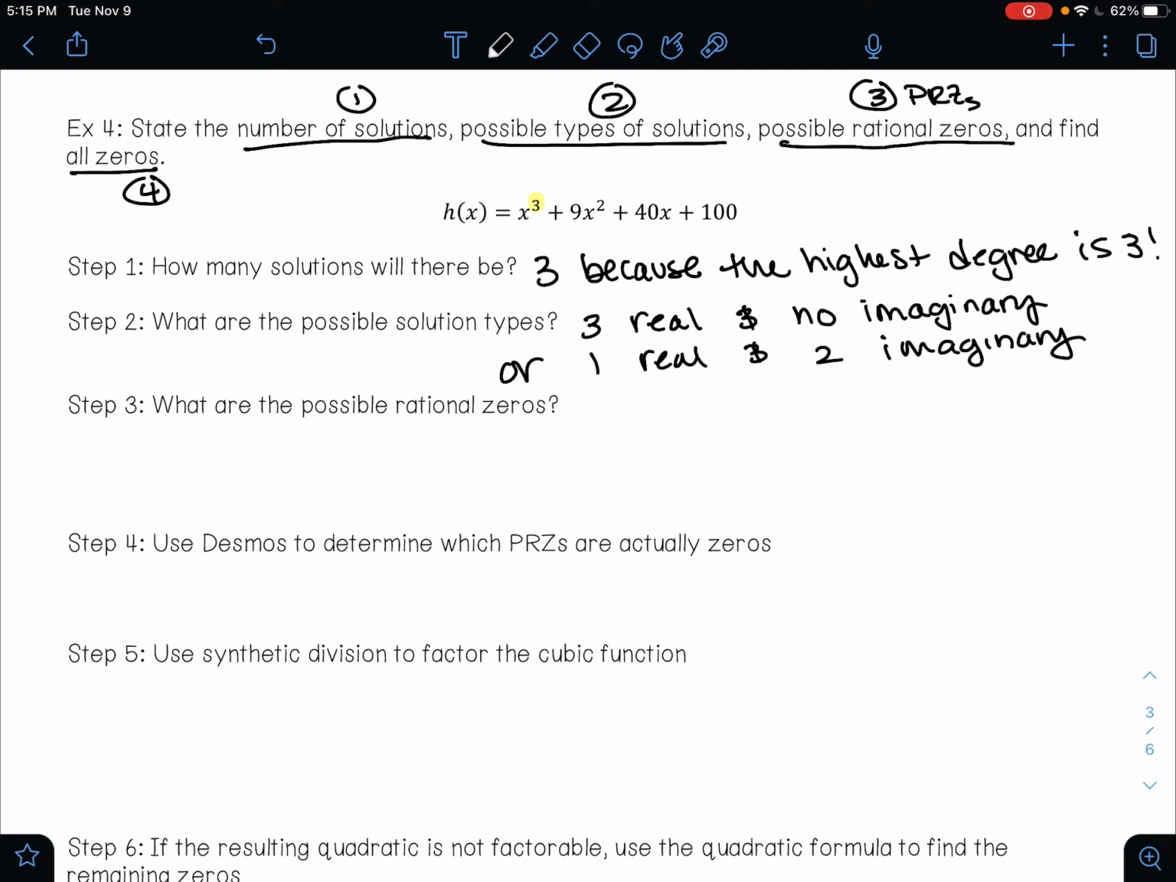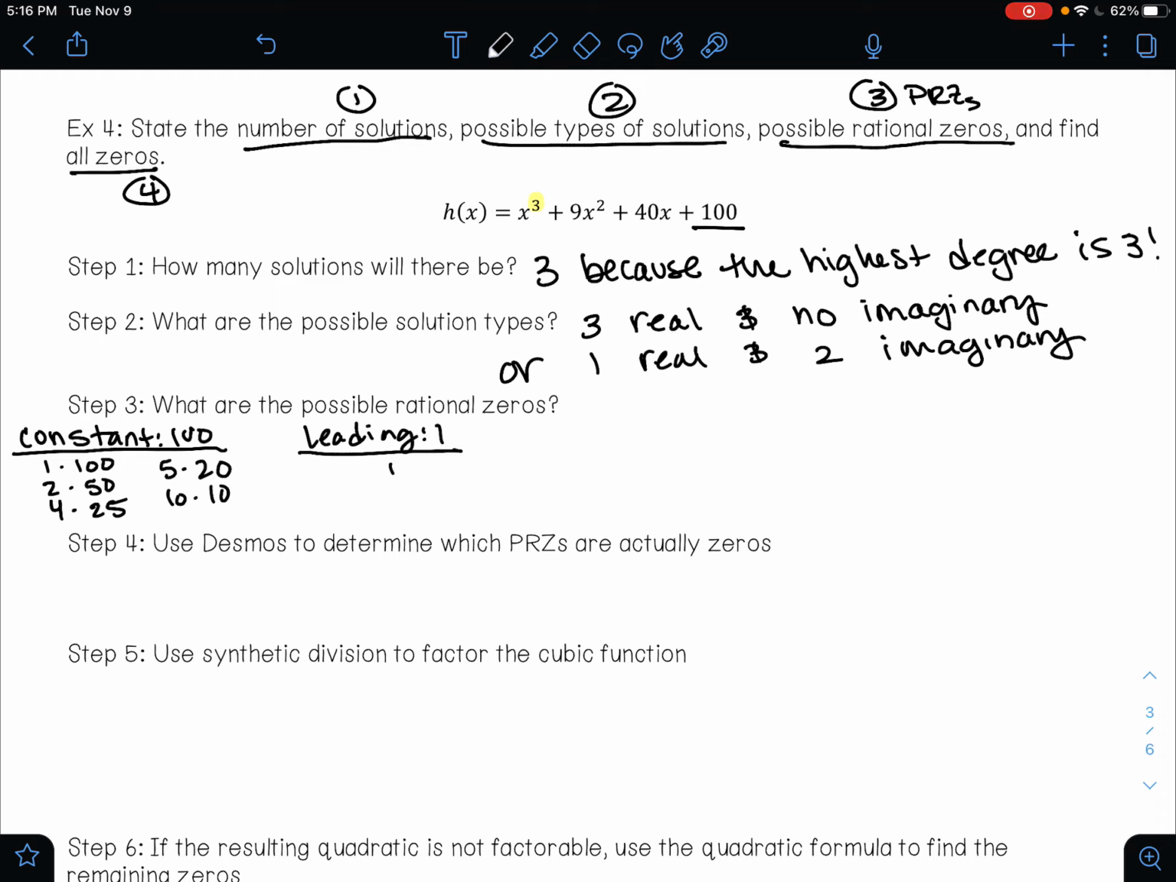What are your possible rational zeros? Well, those are our PRZs. To do that, we do constant divided by leading. Here, my constant is 100. The factors of 100 are 1 times 100, 2 times 50, 4 times 25, 5 times 10, 5 times 20, and 10 times 10. My leading coefficient is 1.